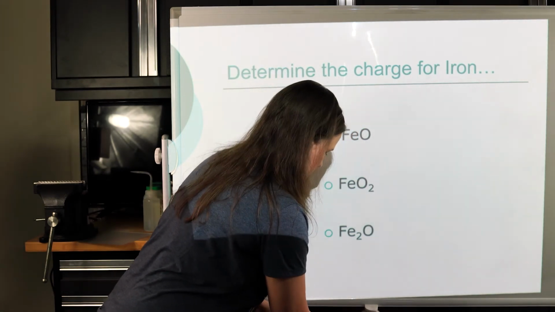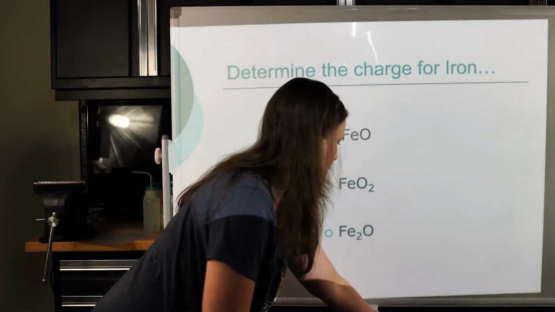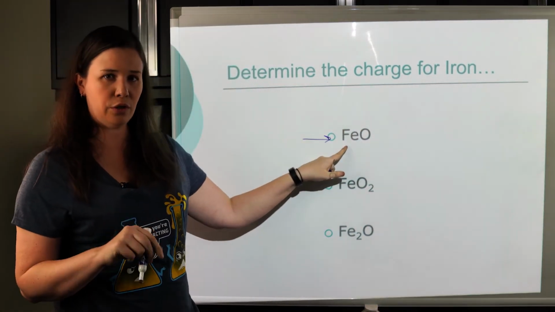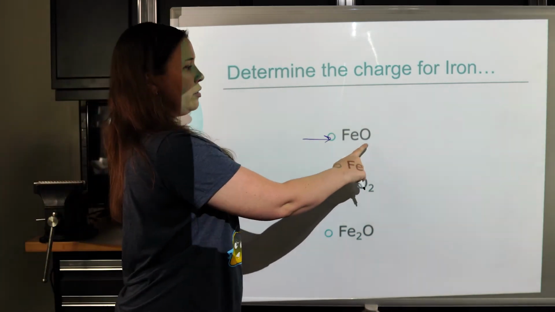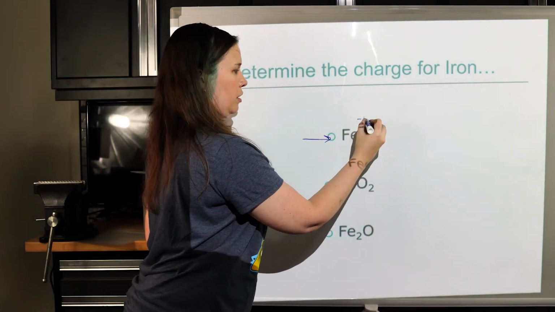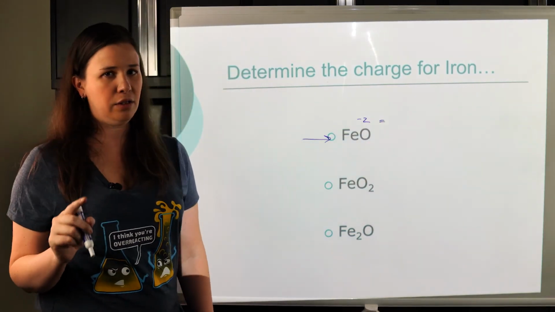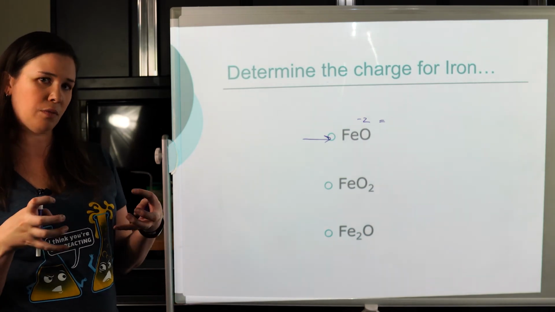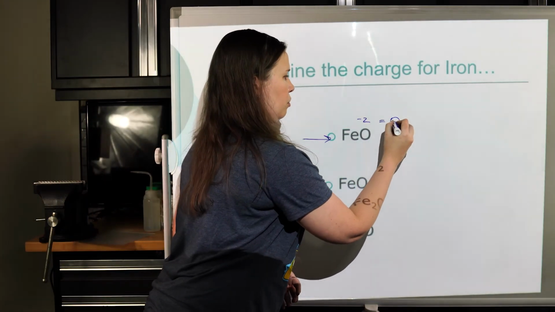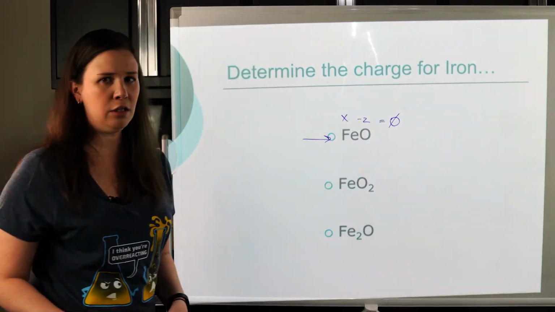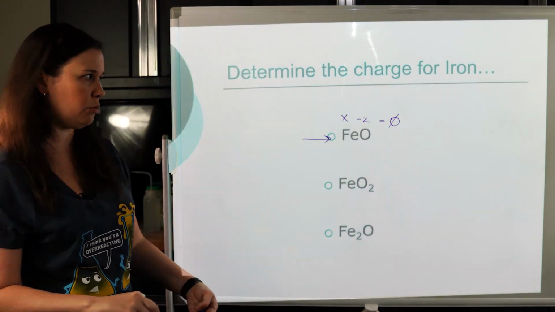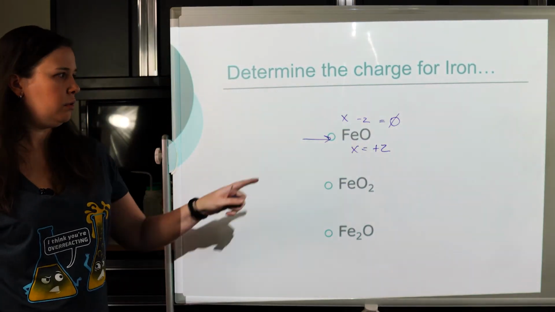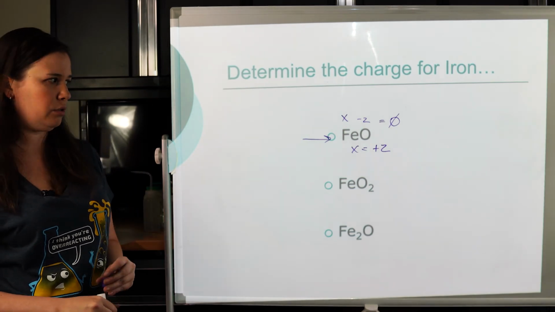All right, so let me pick a different color. Let's go with my iron oxide first. Now I don't know the charge of the iron. That's the whole point of this, right? But I do know the charge of the oxygen is -2. The other thing I know is that the overall charge should be neutral. I should have no charge left over once the molecule is formed. So the question is, what is it that iron would need to have in order to cancel out a -2 charge? And so that would be a +2 charge. Iron in this compound would have a +2 charge.